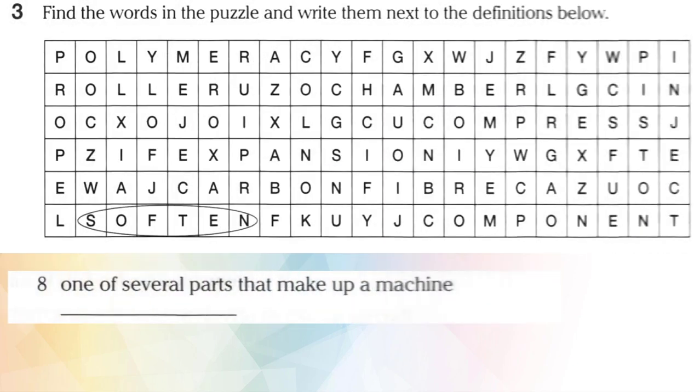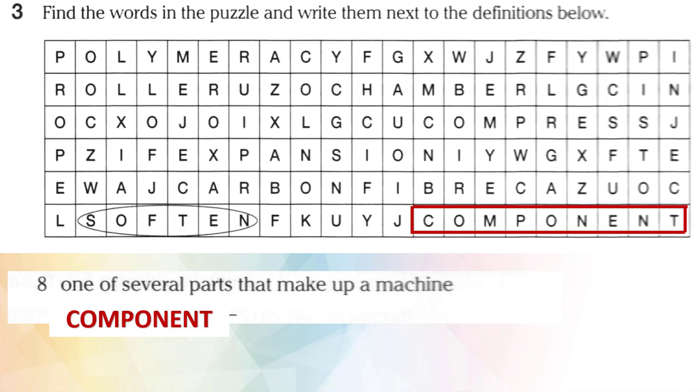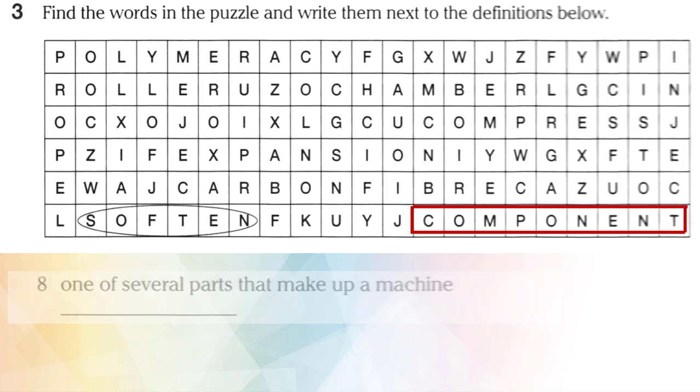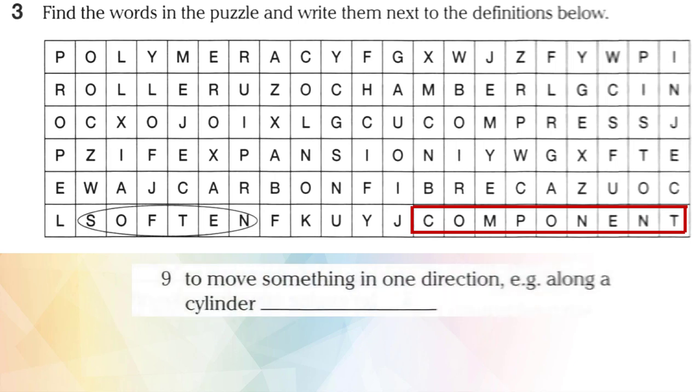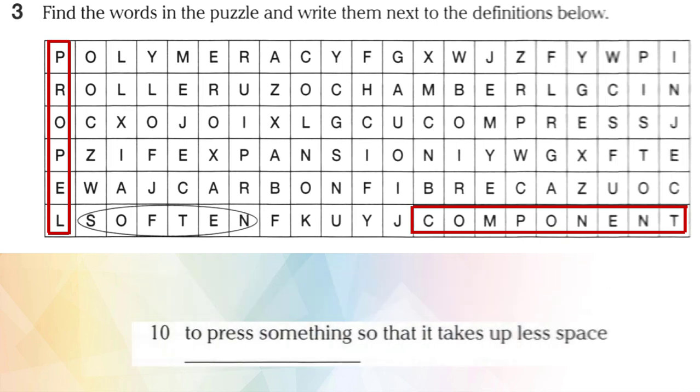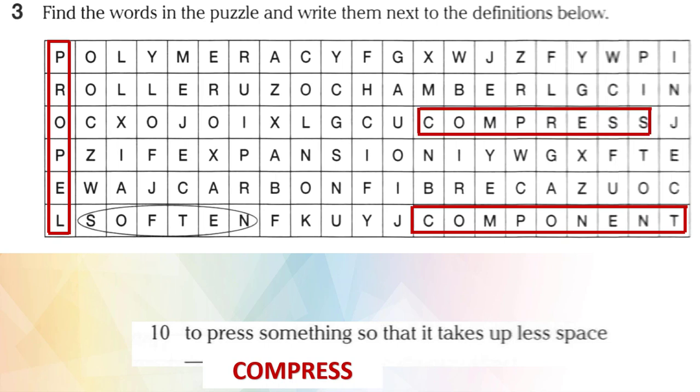8, one of several parts that make up a machine. Component. Yes, circle it. Number 9, to move something in one direction, for example, along a cylinder. Propel. Good. 10, to press something so that it takes up less space. To compress. Good.